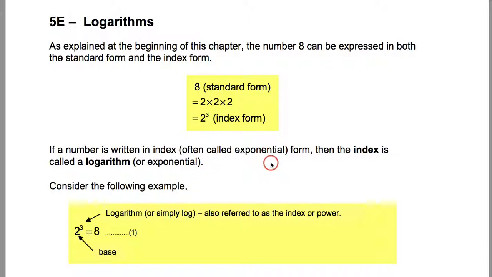If a number is written in index, often called exponential form, then the index is called the logarithm or exponential. So we can refer to this as being the index or the logarithm. So here you can see base 2, and we can call this the base, but more often the index is called the power or the index.